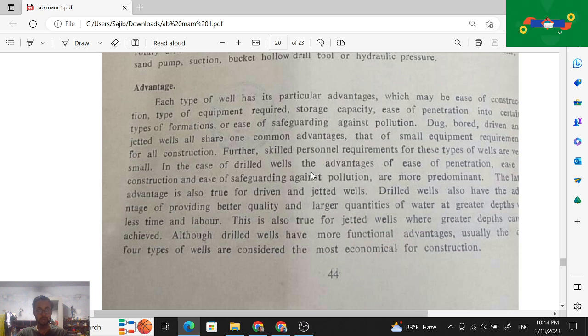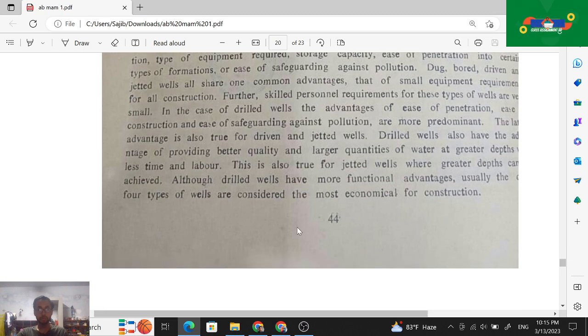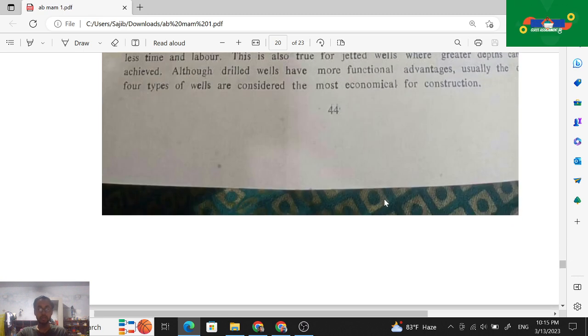In case of drilled wells, the advantages of ease of penetration, ease of construction and ease of safeguarding against pollution are more predominant, and the latter advantage is also true for driven and jetted wells. Drilled wells also have the advantage of providing better quality and larger quantities of water at greater depth in less time and labor, and this is also true for jetted wells where greater depth can be achieved. Although drilled wells have more functional advantages, usually the first four types of wells are considered the most economical for construction.